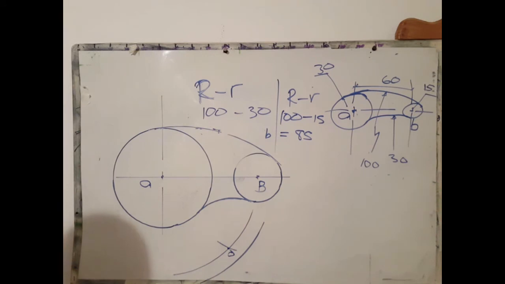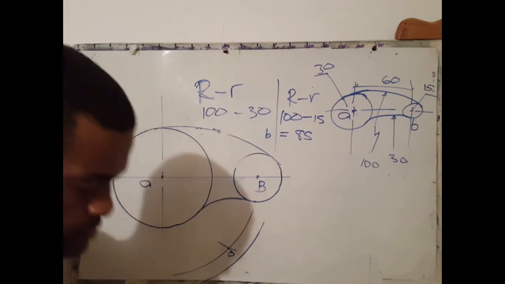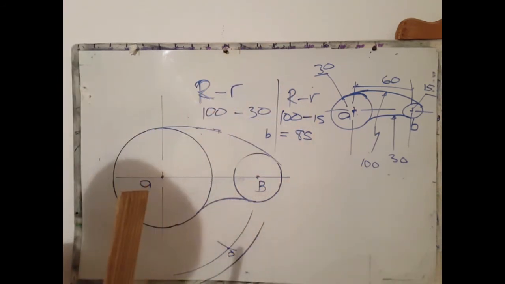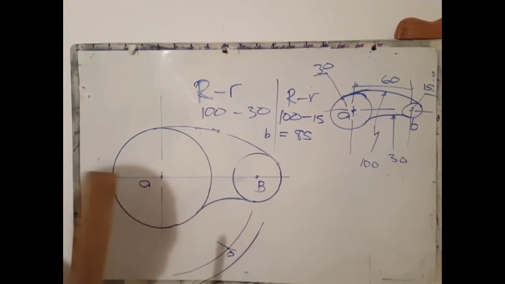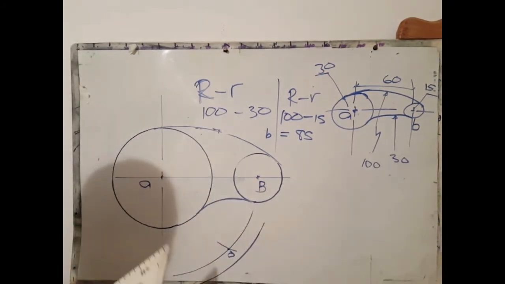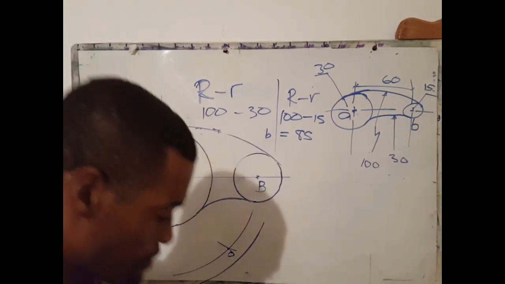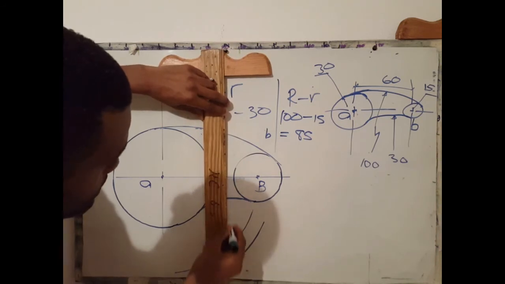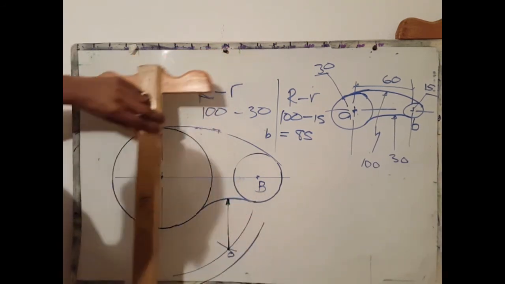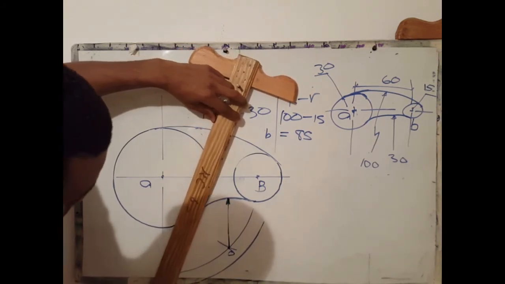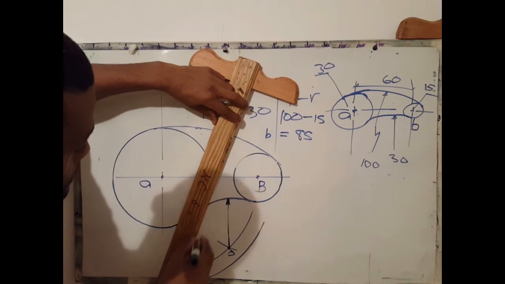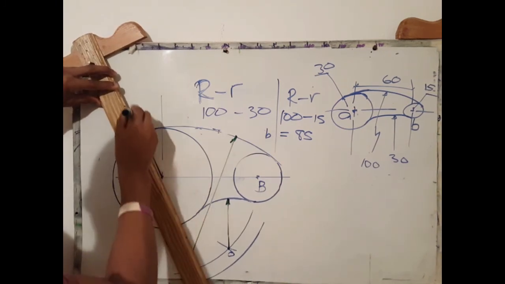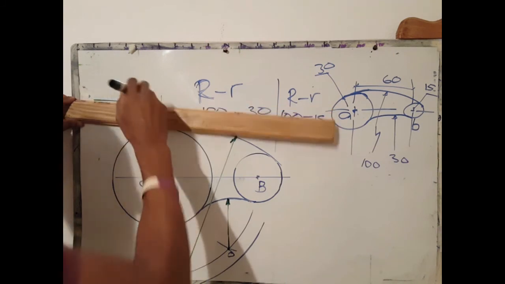That's the figure. It's always good practice to dimension a figure, to state where the radius or the center for the circle is. One center is here. Radius here is 30 R.